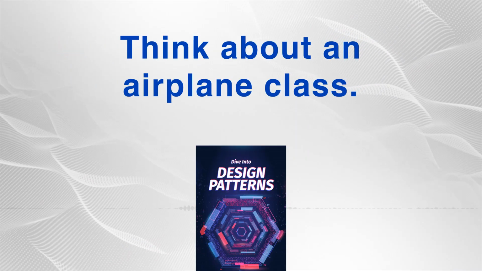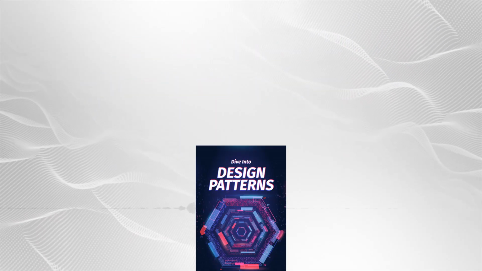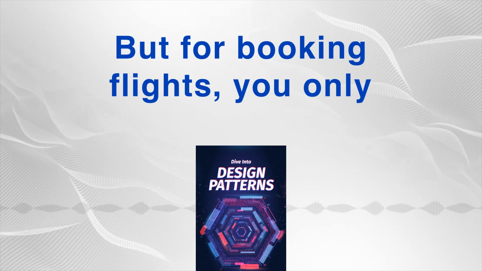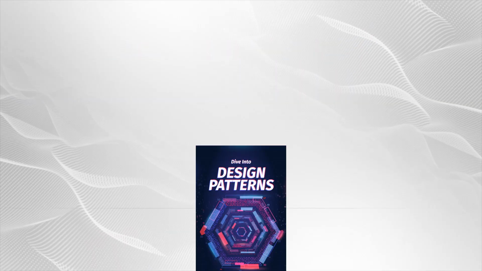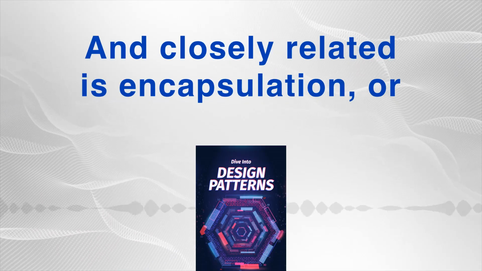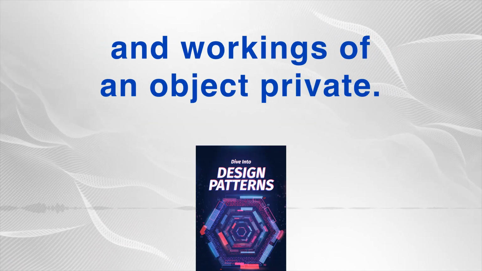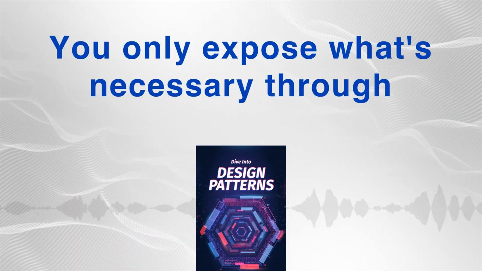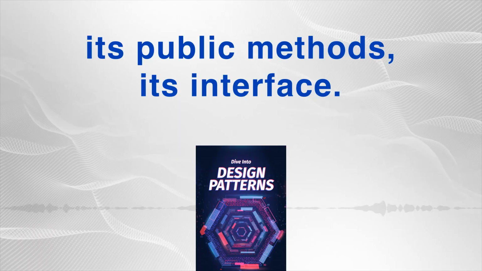Think about an airplane class. In a flight simulator, you need lots of detail, like aerodynamics. But for booking flights, you only need things like capacity and flight routes. You hide the rest. And closely related is encapsulation, or information hiding. This means keeping the internal state and workings of an object private. You only expose what's necessary through its public methods, its interface.